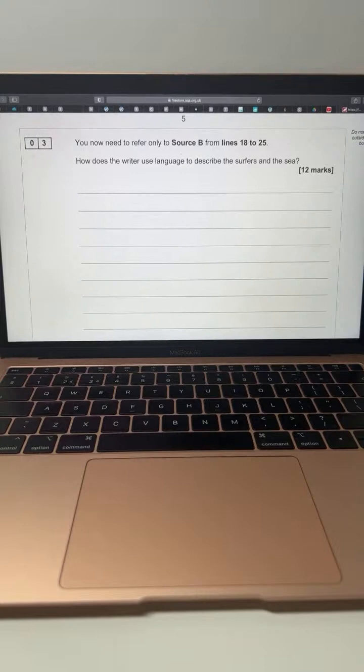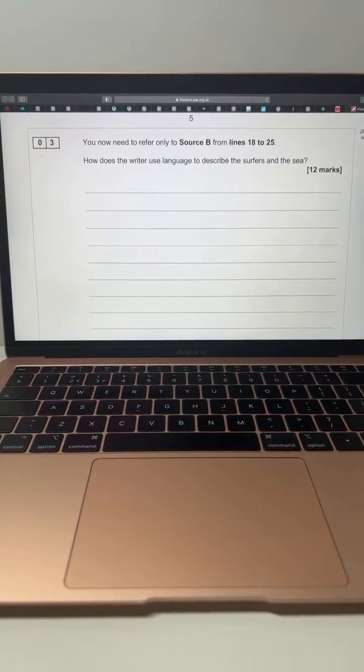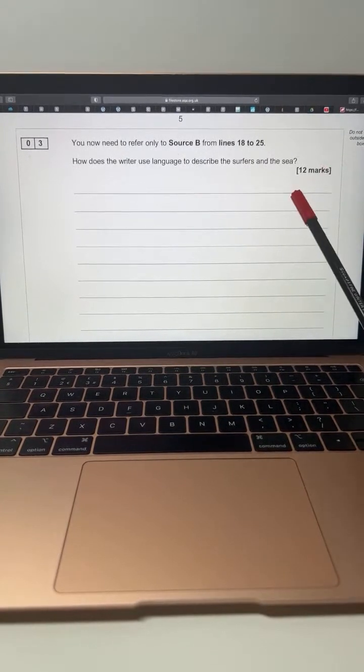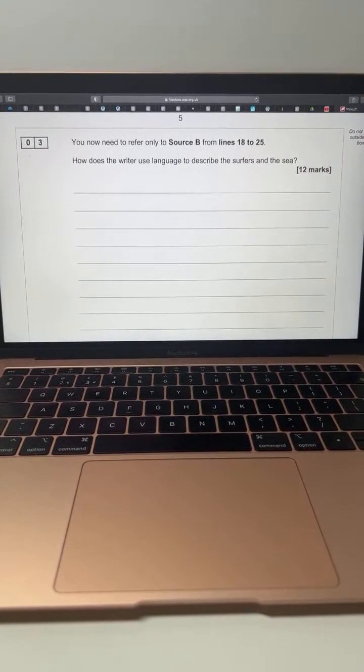So we are looking at question three today for language paper two. This again will be sat next Monday, and what you need to remember is that it is 12 marks. It's the same concept that you were looking at for language paper one, but this time it is 12 marks.